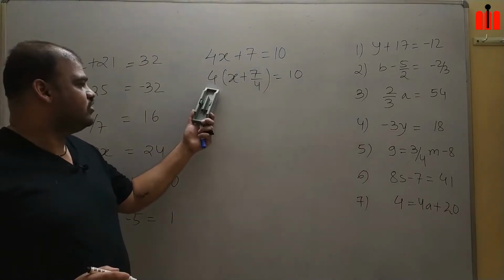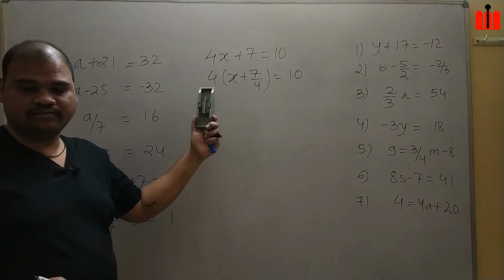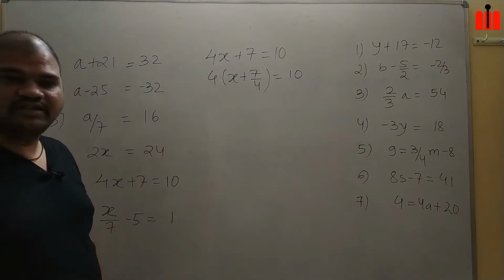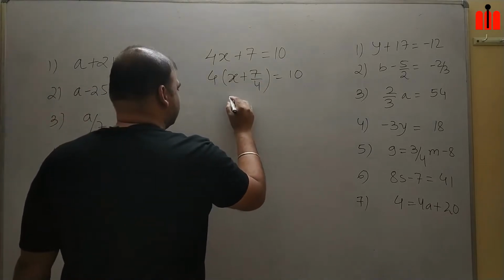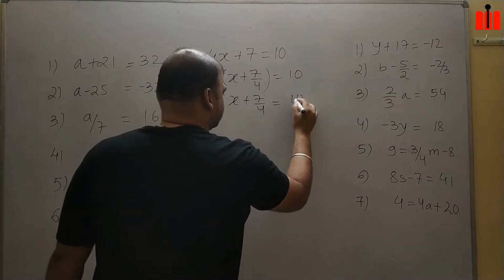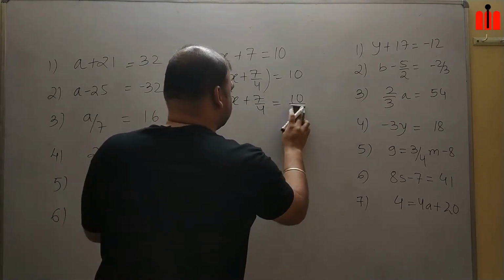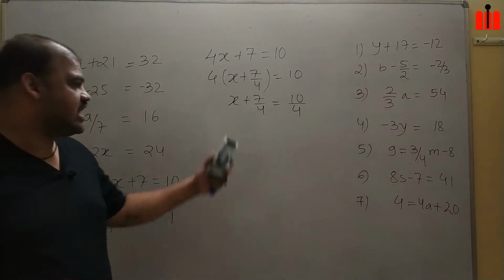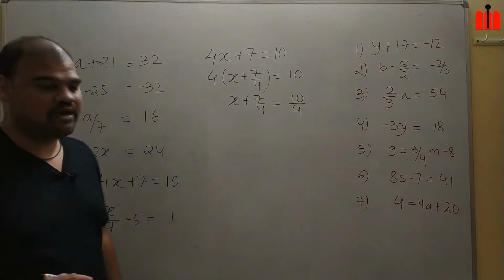Okay. Now 4 is multiplied with the entire LHS. Once it goes to RHS, it will be in division. So it will be 10 by 4. So x plus 7 by 4 equals 10 by 4.